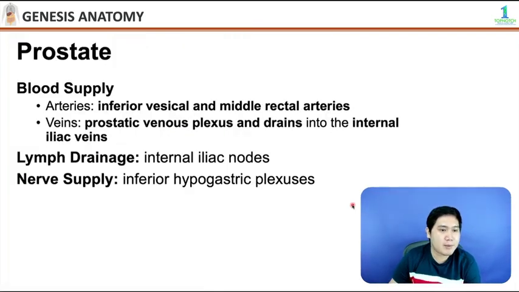Okay, in terms of blood supply, it is supplied by your inferior vesical and middle rectal arteries. Okay, and drained by the prostatic venous plexus to the internal iliac veins. Okay, the lymph is drained by the internal iliac nodes, and the nerve supply is coming from the inferior hypogastric plexus.